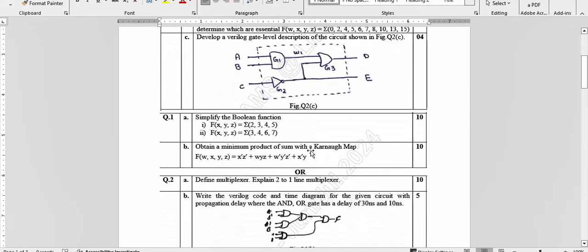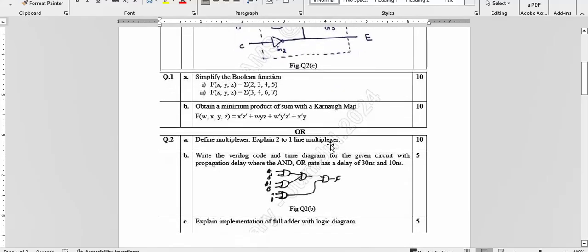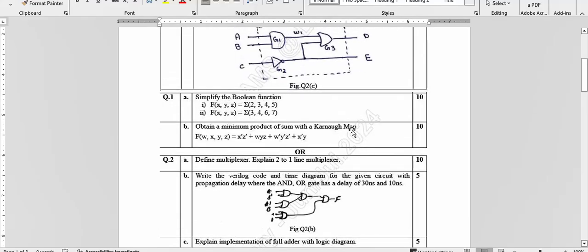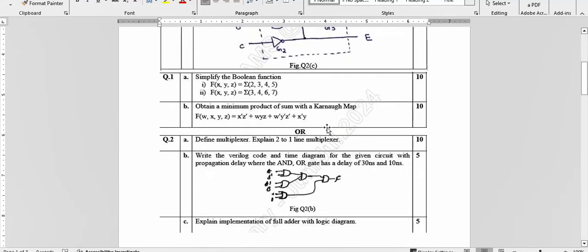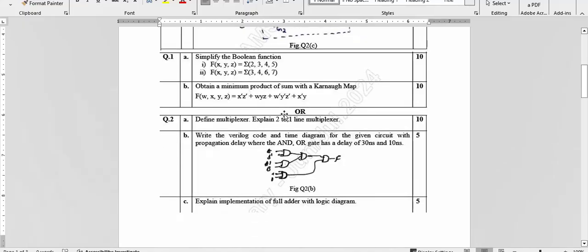Go through these questions, practice the problems, understand the problems, and definitely you are going to pass this exam. So here you can easily get 20 marks. Don't miss the K-map problem and Boolean function. And don't skip these problems. There are many notes and videos available you can watch, and try to understand the problem, and you will be able to solve it.